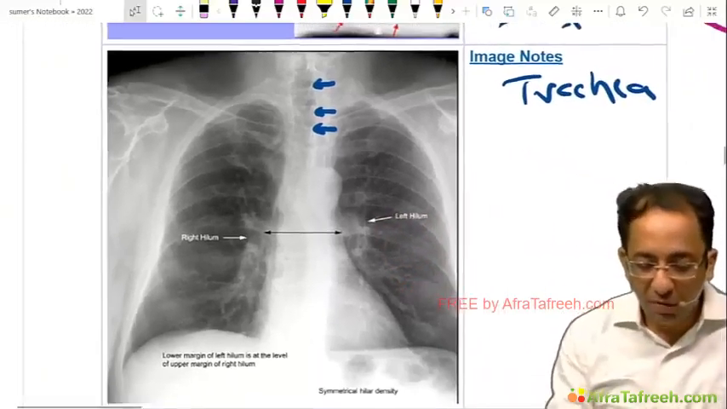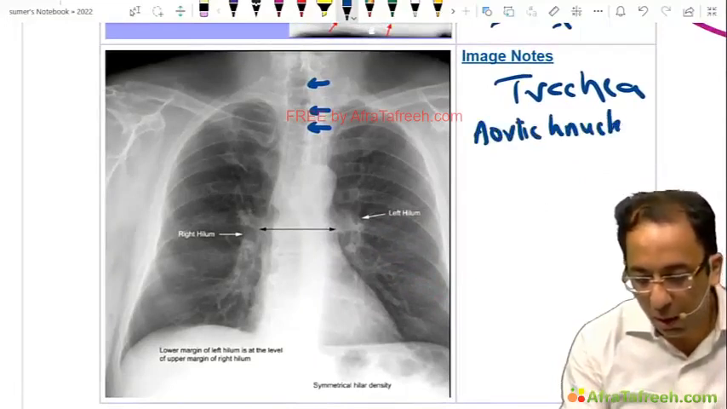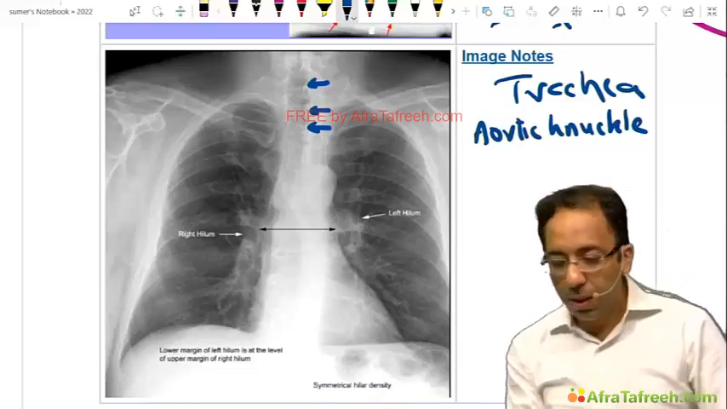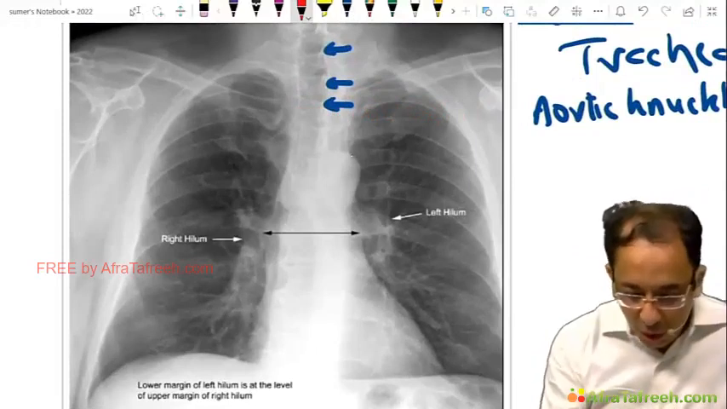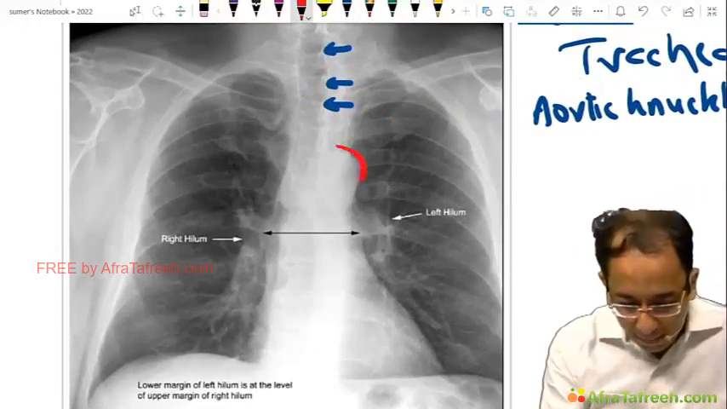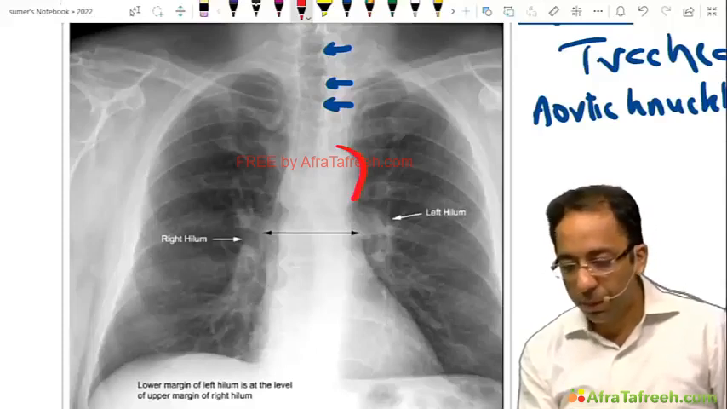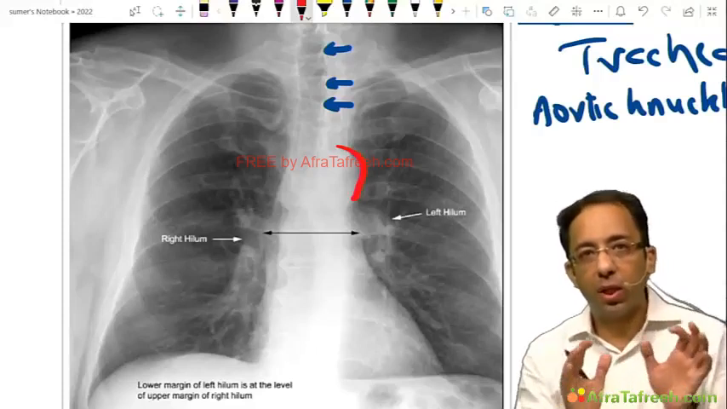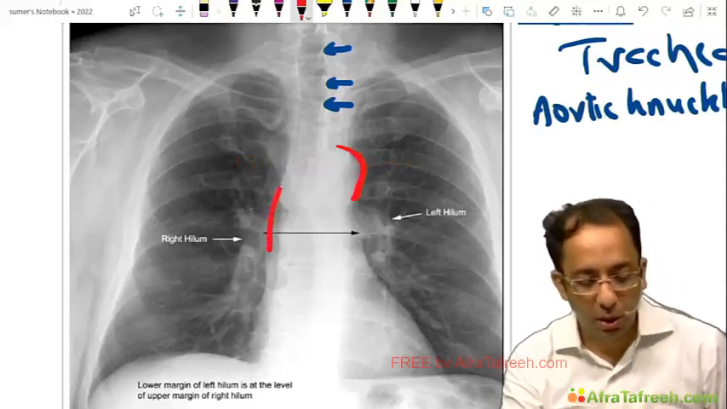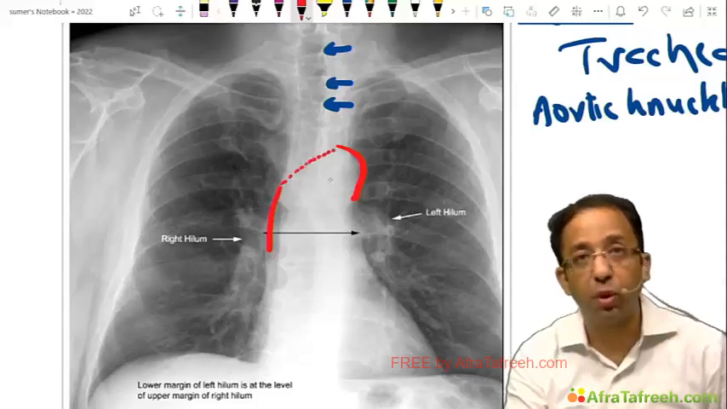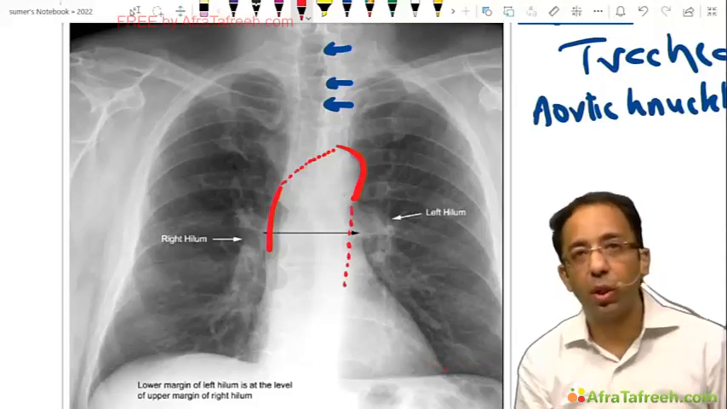And then after I see the trachea, I look at the aortic knuckle. Okay, now this is your aortic knuckle. Now what is aortic knuckle? Let's try to understand. This is where you have the ascending aorta. This must be the location for arch of aorta. Aortic knuckle continues as descending aorta.